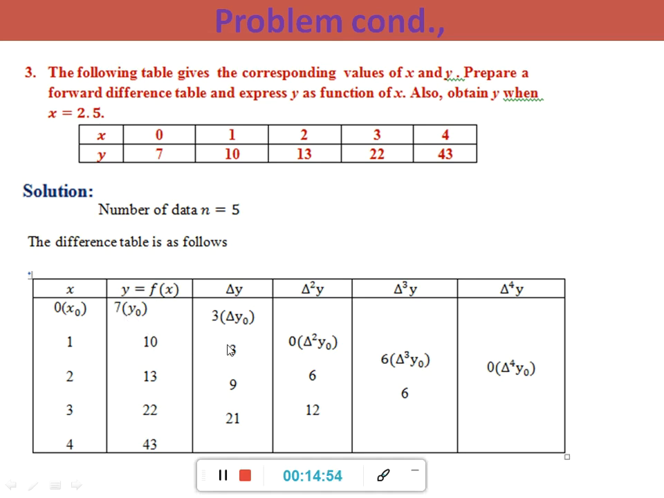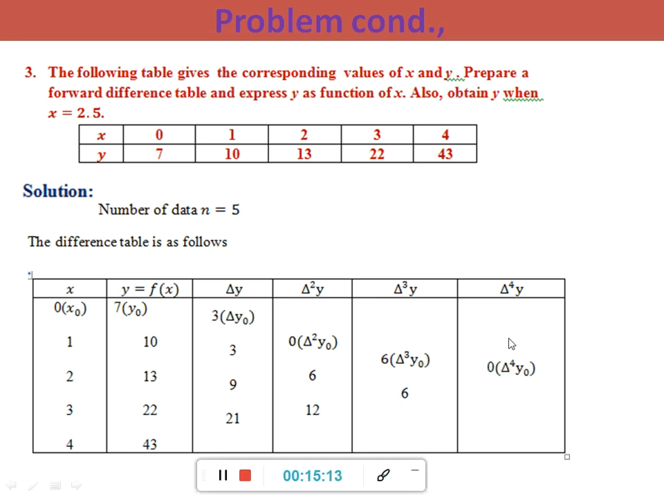10 minus 7 is 3 here, similarly 13 minus 10 is 3 here, 22 minus 13 is 9. Similarly, we can easily find second order difference from first order difference. 3 minus 3 is 0. 9 minus 3 is 6. Similarly, we can easily find third order difference and fourth order difference.